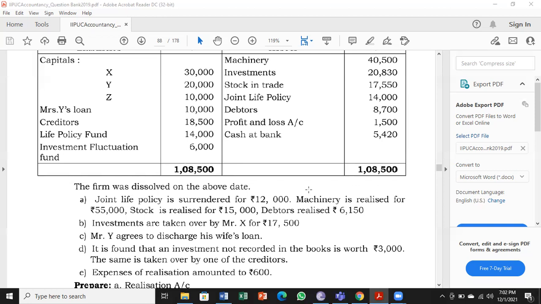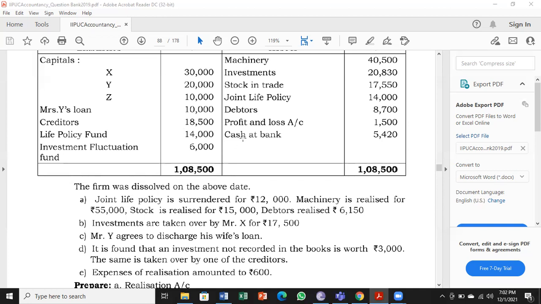The funds are created for various purposes. So this is one kind of a purpose, that is investments are there 20,830. So when the value changes, the profit or loss they will adjust in this fund. That is what they are going to do. That is why this one.